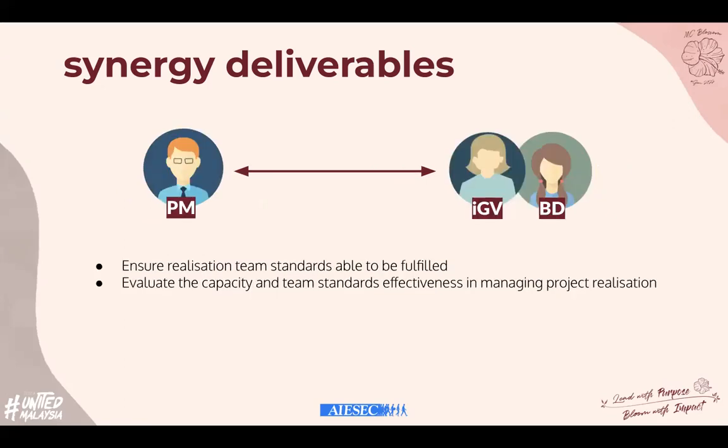Moving on, for PM, what you need to do with IGV and BD is to make sure that all of the realization team standards are 100% fulfilled and actually executed during realization. Also make sure you look at the capacity and effectiveness of managing project realization, so that you can better manage the upcoming realization team capacity and also the membership experience in IGV and the IGV product team as well.